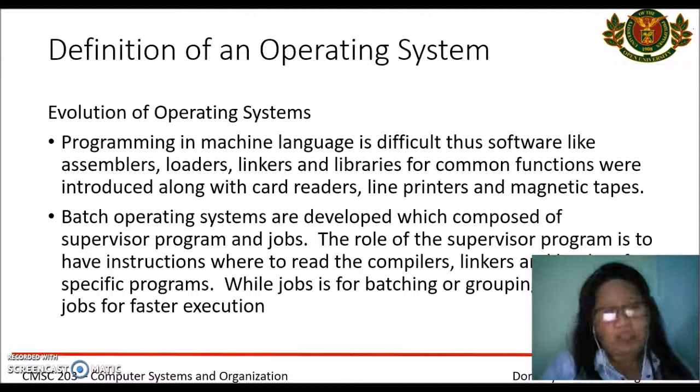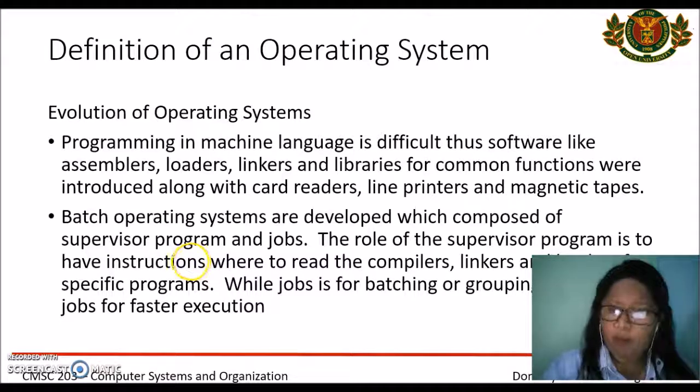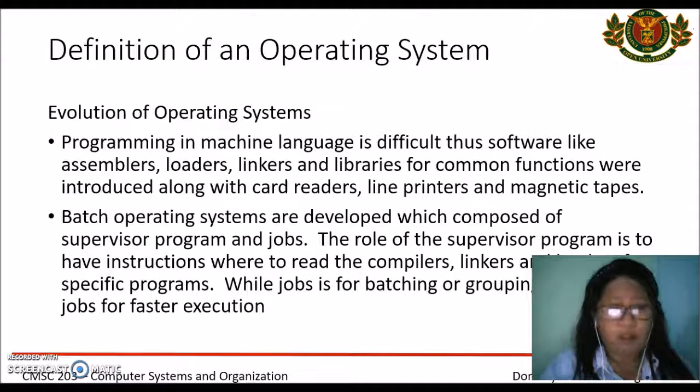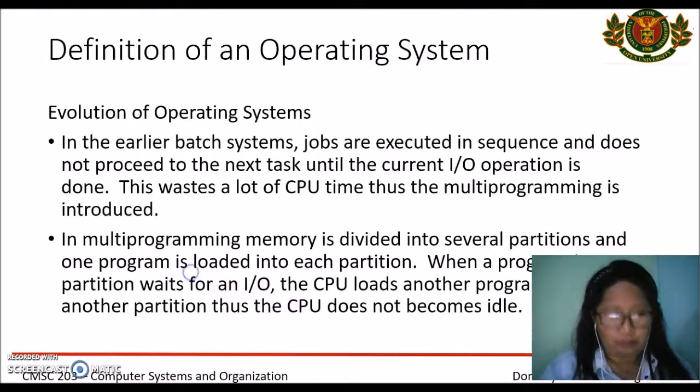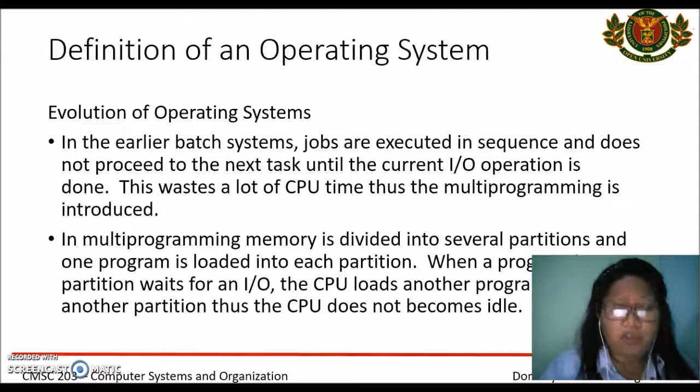And then, batch operating systems were developed, which are composed of supervisor programs and jobs. The role of the supervisor program is to have instructions on where to read the compilers, linkers, and loaders for specific programs. One job is for batching, or grouping, of similar jobs for faster execution. In the earlier batch systems, jobs are executed in sequence and do not proceed to the next task until the current input-output operation is done.